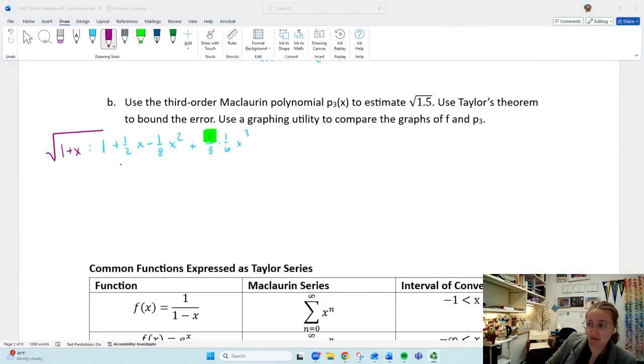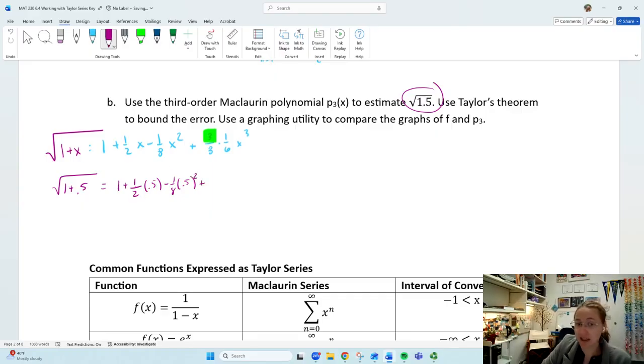And so I just copied that down here. But if I'm trying to estimate 1.5 inside of my square root, then that means that my x is going to be my 0.5. So over here, wherever I see an x, I'm actually going to plug in 0.5, and that will be my estimate that I will have using this Maclaurin series. So here is my estimate for that.